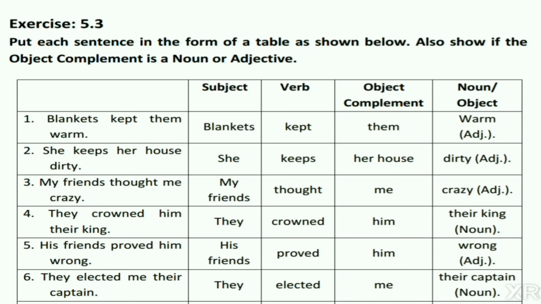Third, my friends thought me crazy. Subject my friends, verb thought, object me, and object complement crazy, an adjective. Fourth, they crowned him their king. Subject they, verb crowned, object him, and object complement their king, a noun. So my dear students, the rest of the questions you have to do yourself in your notebook.